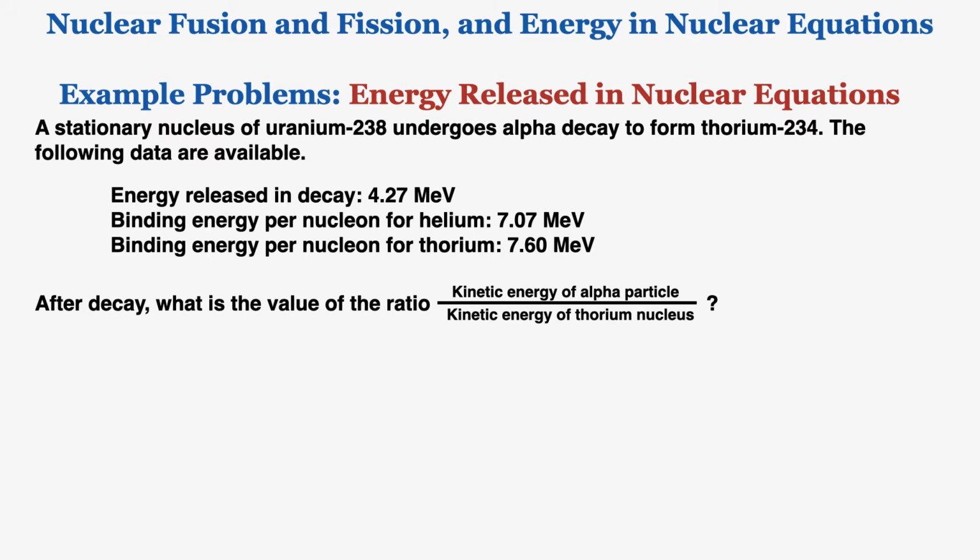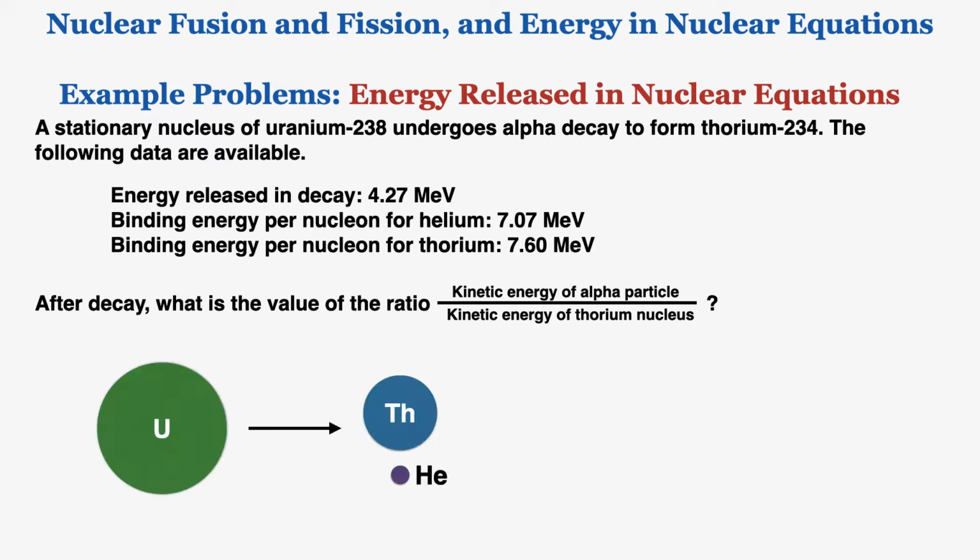After decay, what is the value of the ratio of the kinetic energy of the alpha particle to the kinetic energy of the thorium nucleus? This relies on some concepts that we learned in previous units. If the uranium decays into thorium and helium, I know that the energy released is going to exist as kinetic energy in the particles. So that means that these particles are moving.